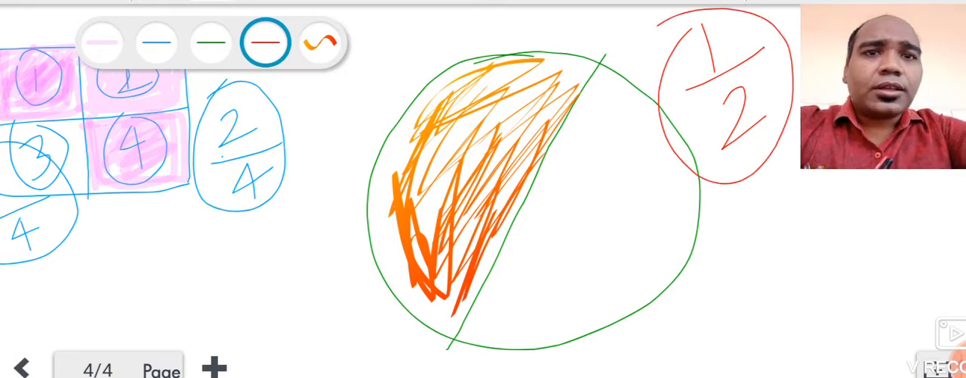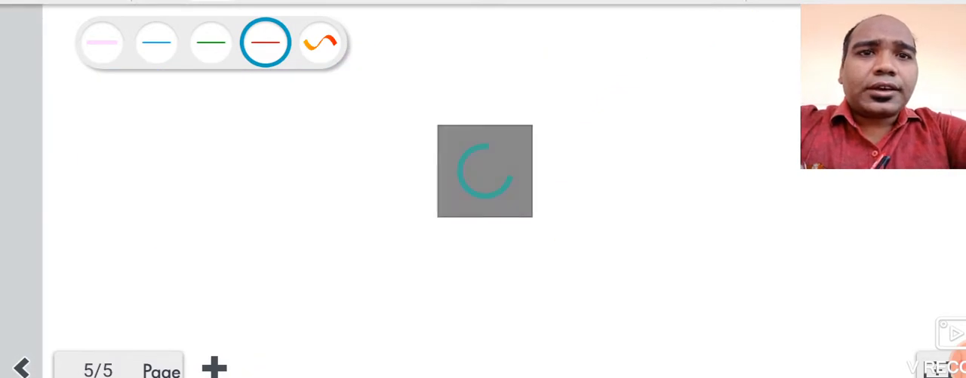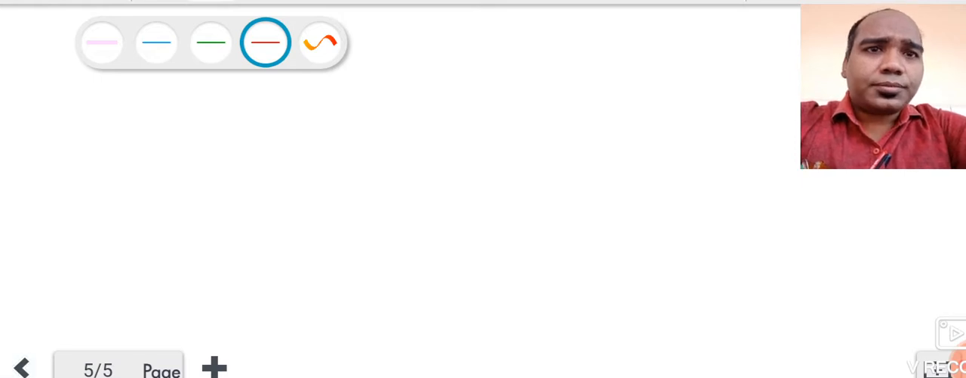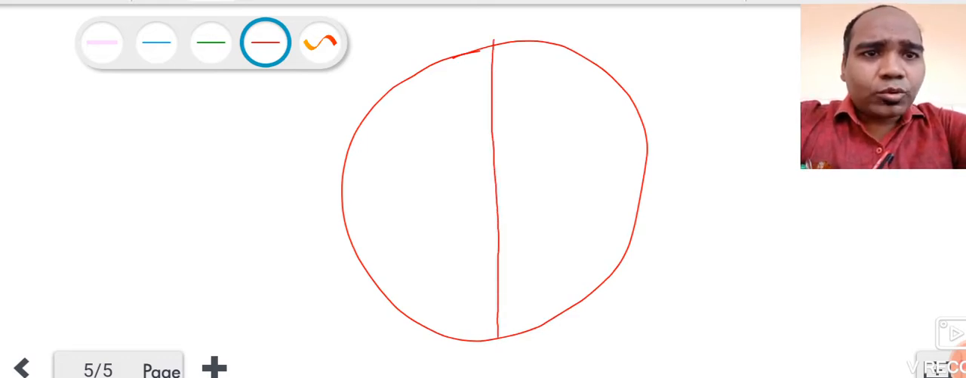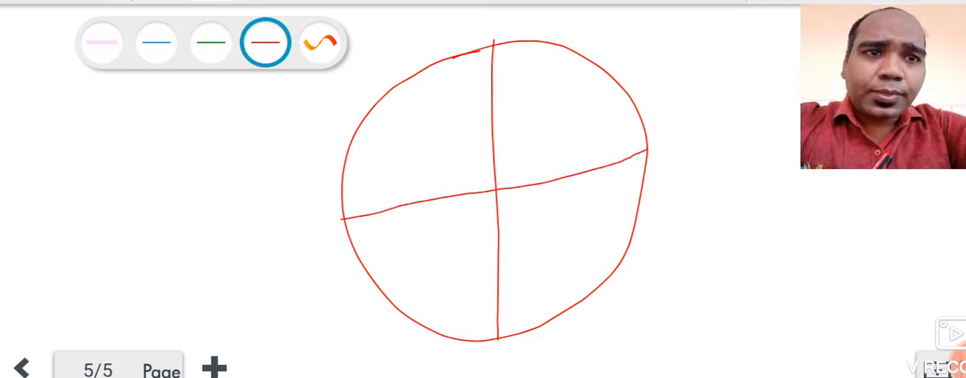Okay. Now I'll take another example. Suppose one circle is there. Now this circle I am going to divide. Total how many parts? 4 parts.